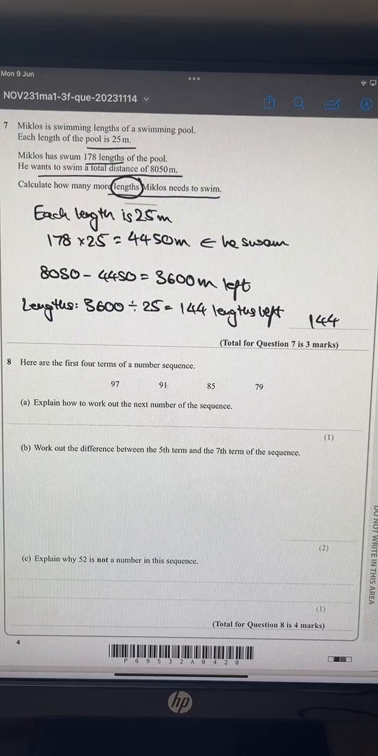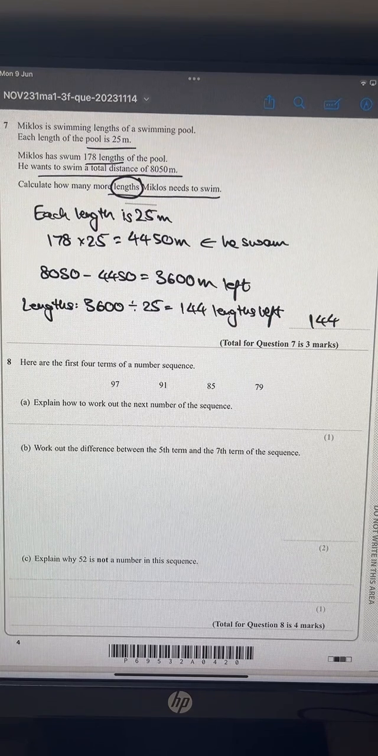Am I doing the same thing here? 91 minus 6 is 85. Yep. 85 minus 6, 79. All right, cool. So how do I work out the next number? It's just telling me how. It's not telling me to work it out, right? So I would just do subtract 6 from each number, yeah? That's it, 1 mark.